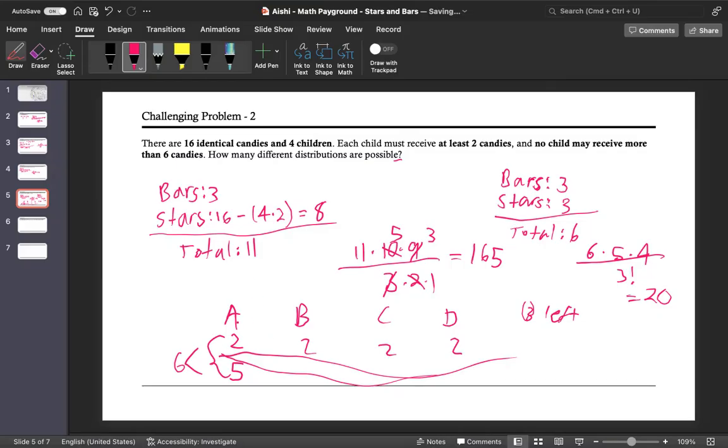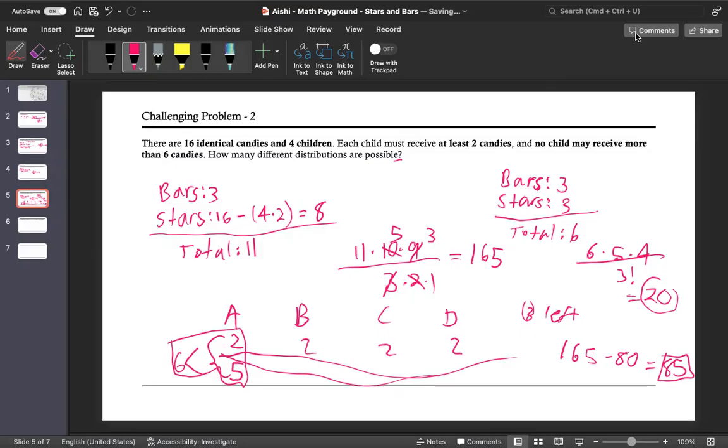So now I did it with child A. Child A got the 5 extra, but it could have been child B or child C or child D. But for each of these people, whoever it is, we would have 20. So from 165, we have to subtract 20 times 4, which is 80. So 165 minus 80, we have 85. And that's your answer.